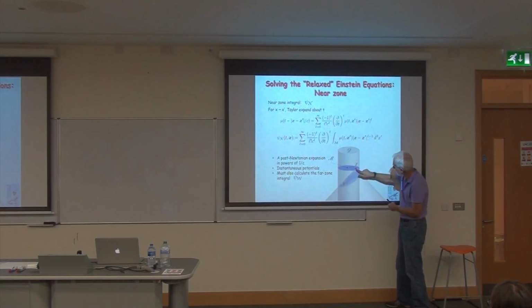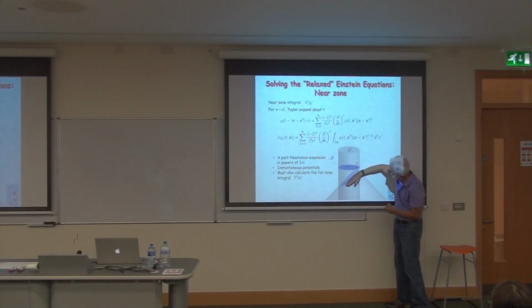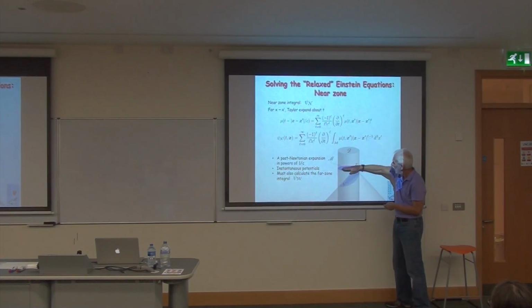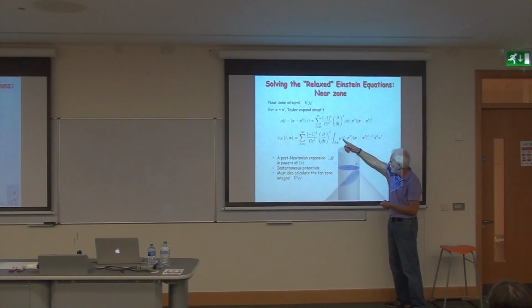So this is just this mountaintop peak of the past null cone. And by doing this Taylor expansion, we convert this into a power series expansion at a fixed time t, the time that we're looking at from the behavior of the source, so t is constant, and this is the new n that we're integrating.